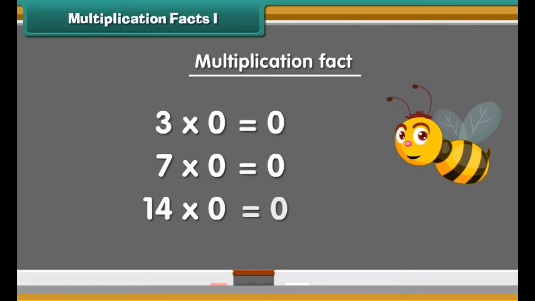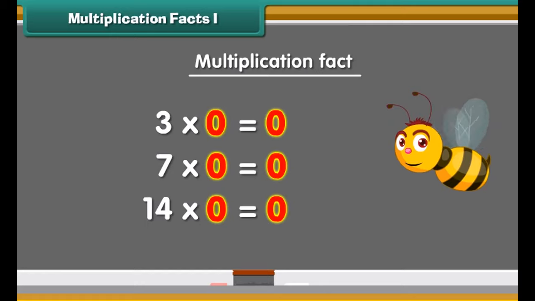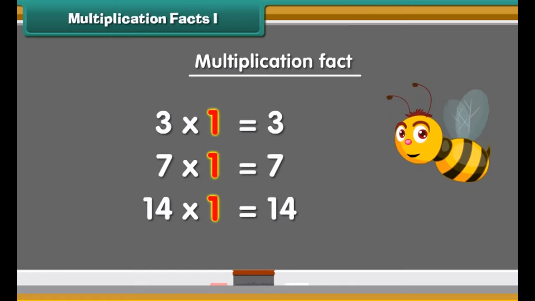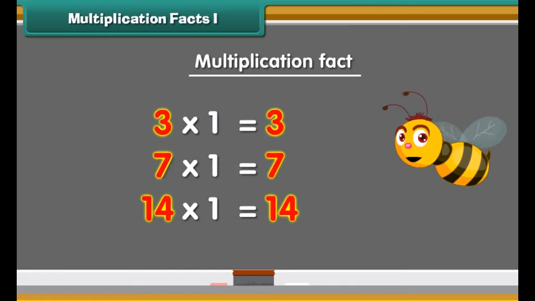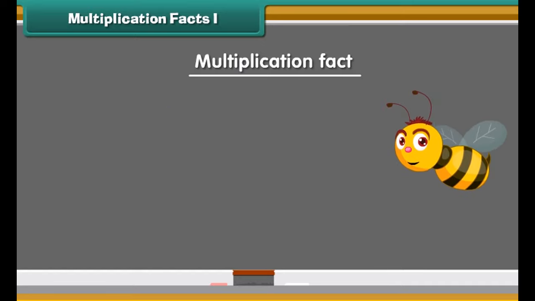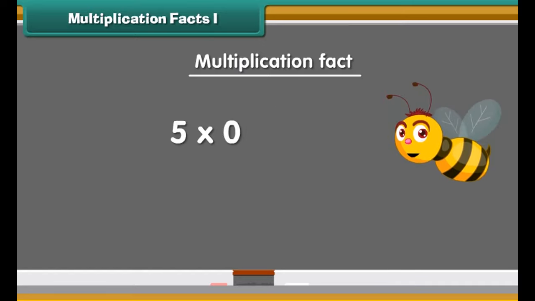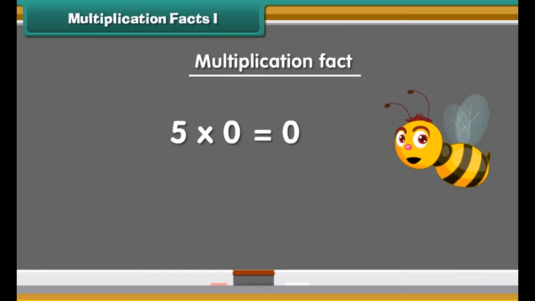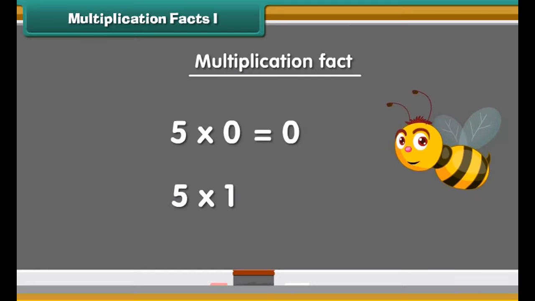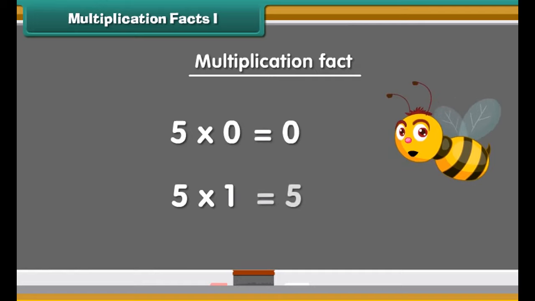Any number multiplied by 0 is always equal to 0. A number multiplied by 1 is equal to the same number. Example, 5 multiplied by 0 is 0. 5 multiplied by 1 is 5.